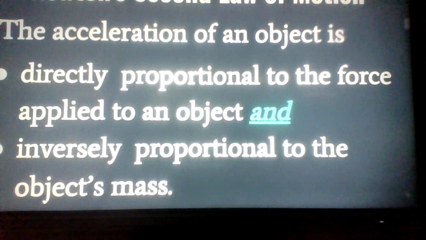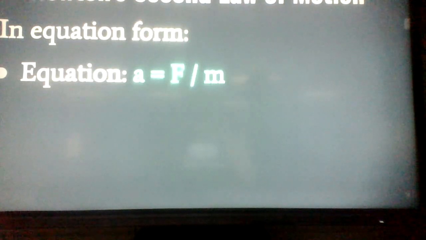So inversely proportional means opposites, and again, it's common sense. More force, more motion. Less force, less motion. Now think of mass. More mass, less motion with the same force. Less mass, more motion. Now we are ready for the mathematical formula for Newton's second law of motion. Ready? Here we go. In equation form, A equals F over M.